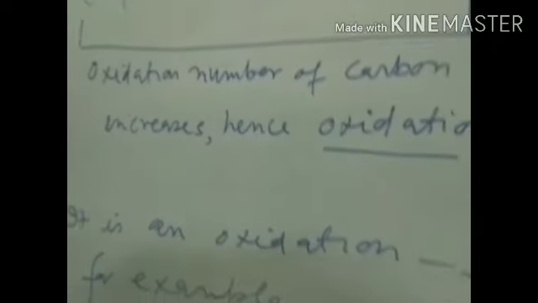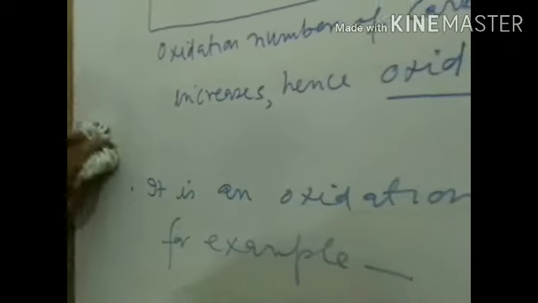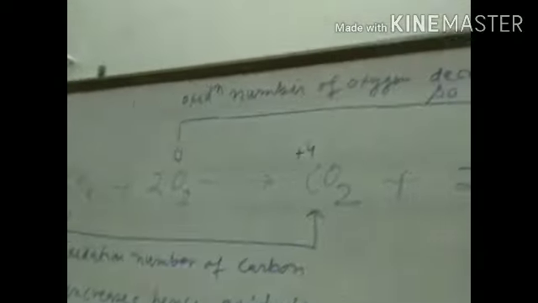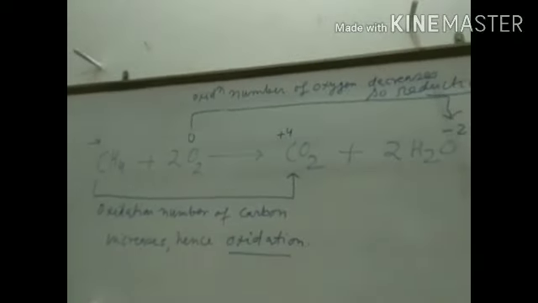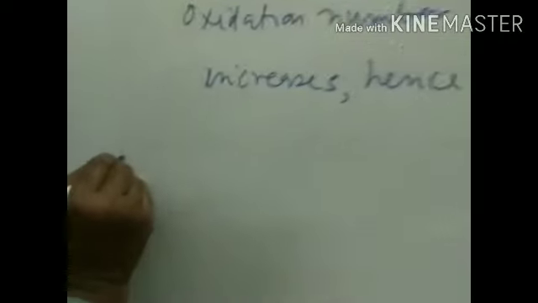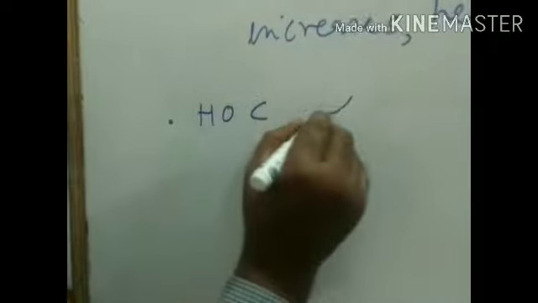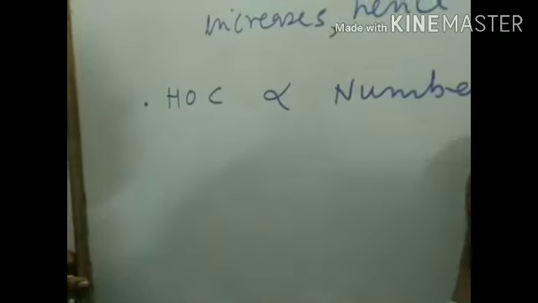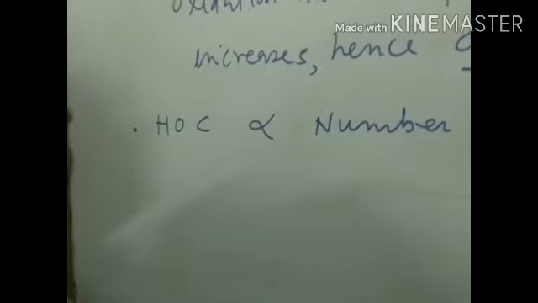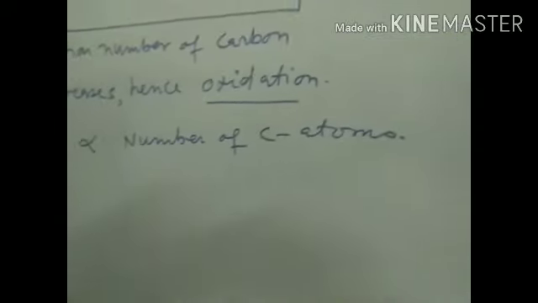So the combustion is an oxidation reduction reaction. What is the use of heat of combustion in the field of chemistry? Heat of combustion is proportional to the number of carbon atoms. The more the number of carbon atoms in an alkane, the more the heat of combustion.